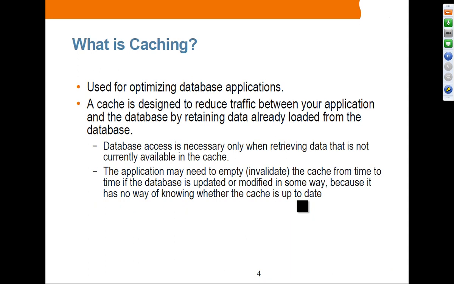So what is caching? Caching, obviously, is for optimizing database applications. It's basically for reducing traffic between your application and the database by caching the data that has already been loaded from the database. So database access is required only when retrieving data that is not currently available in the cache. The application may need to empty or invalidate the cache from time to time if the database is updated or modified in some way, because it doesn't have a way of figuring out if the cache is invalid or not. Meaning if somebody has changed the data through a different channel, then your application might have to invalidate or empty the cache once in a while.